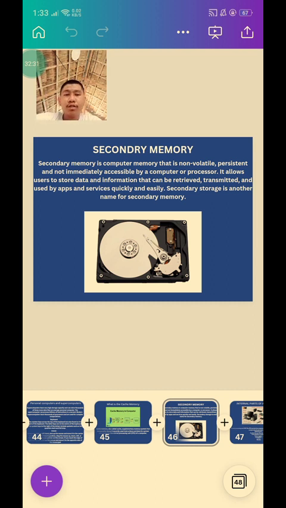Secondary storage is another name for secondary memory. Yan daw po ang secondary memory ng computers.